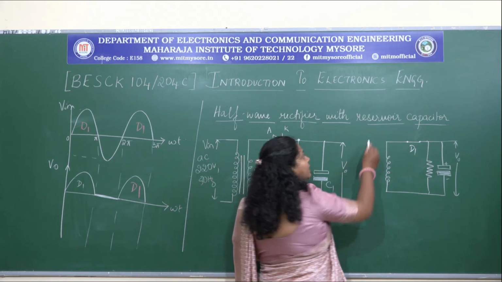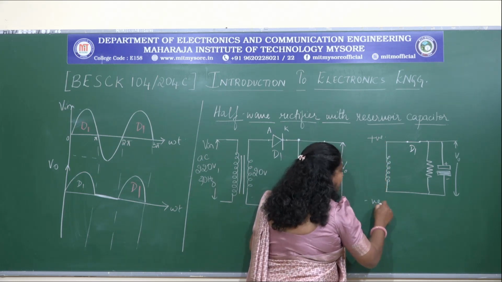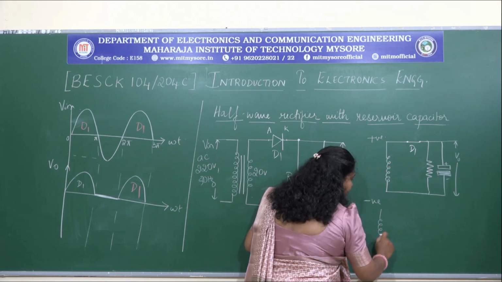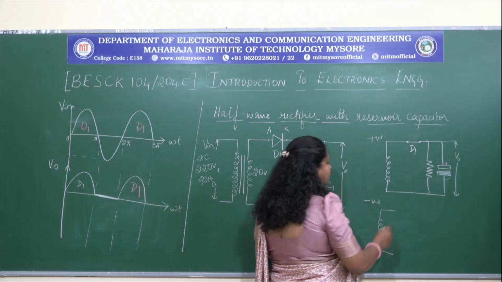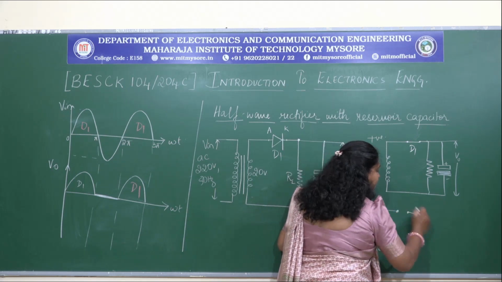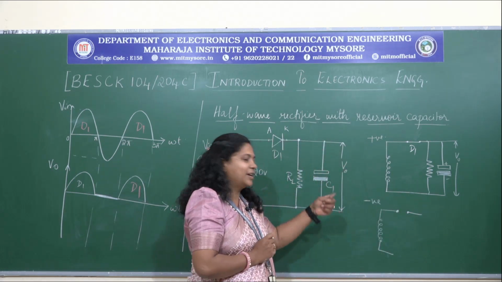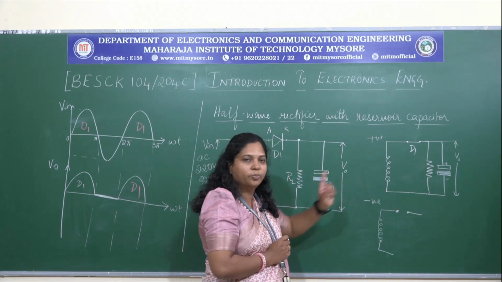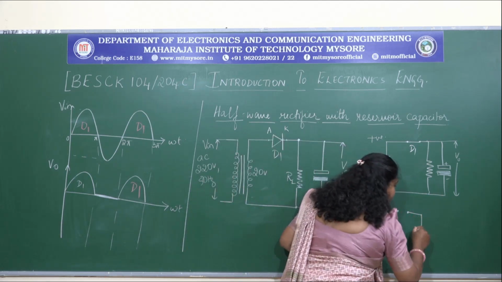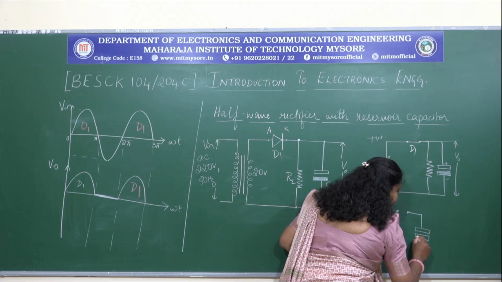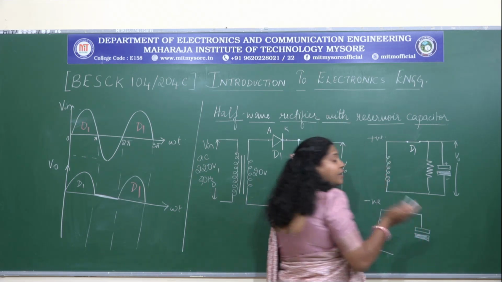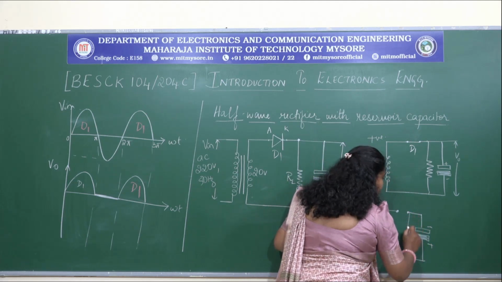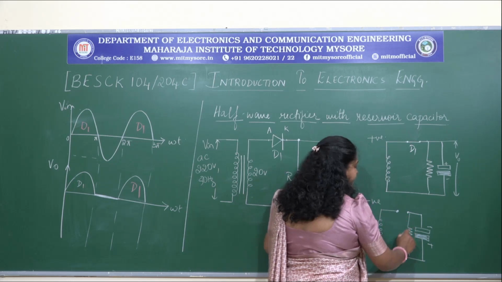Now this is for the positive half cycle. During the negative half cycle, what happens? This is the secondary side, that is the input side, the secondary terminals of the transformer. The diode is open circuit, because the diode is in the reverse bias condition and there is no path for the current to flow. Now what happens? Whatever charge the capacitor had already stored, it will now start discharging through the resistor.